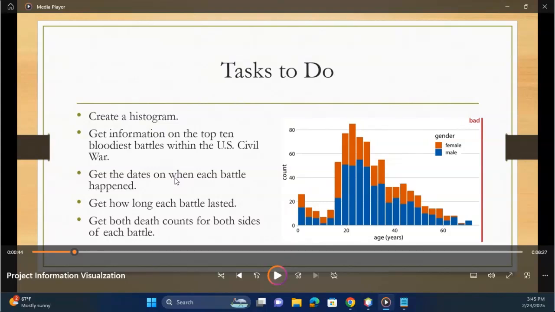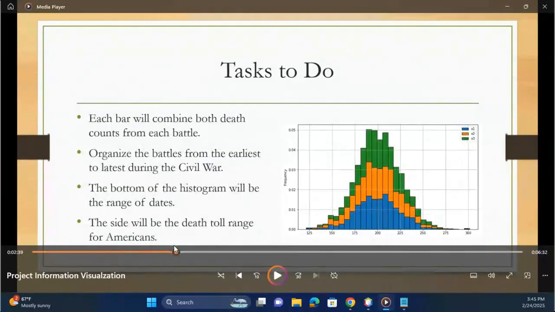So these are good bullet points, but see if there's a glue. Basically, I cannot do something if I just look at the dates when each battle happened; I won't be able to do what I'm trying to do unless I look at how long the battle lasted, and unless I look at the death counts. And you have something more on this one, I think. Combine here the side would be death toll range.